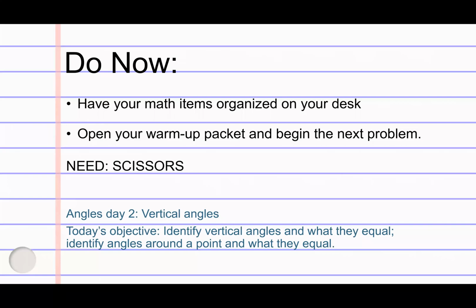All right, so today we're going to be talking about vertical angles. And we're going to just identify angles. We're going to identify angles around a point, which you're going to remember from not third grade, fifth grade. And we're going to just talk about some easy angles rules.